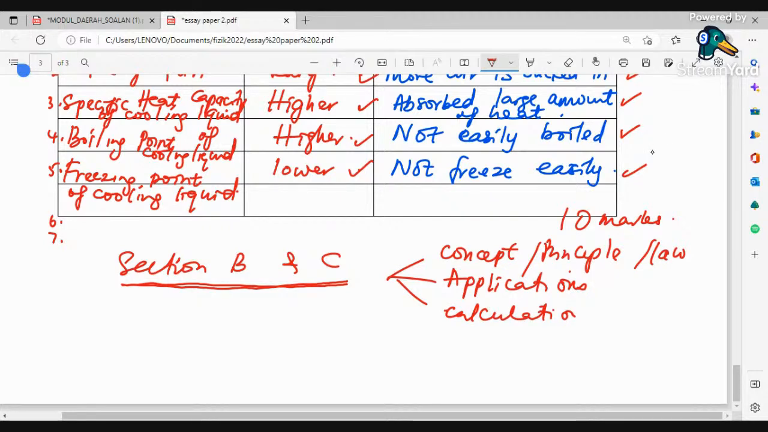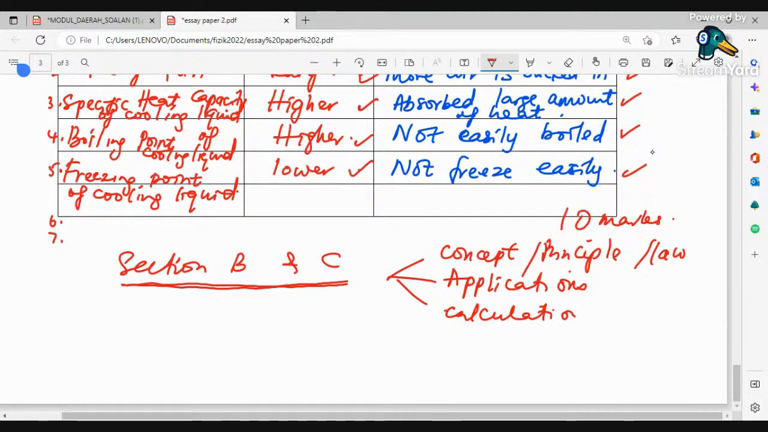Kalau sebut konsep, apa maksud konsep? Concept of resultant force, forces in equilibrium, thermal equilibrium, itu konsep. Okay, force on current carrying conductor, electromagnetic induction. So we call it concept. Principle like Hooke's law, Pascal principle, Archimedes principle, Bernoulli's principle. Okay, Lenz law, Faraday law, itu semua soalan-soalan yang boleh masuk dalam essay part.